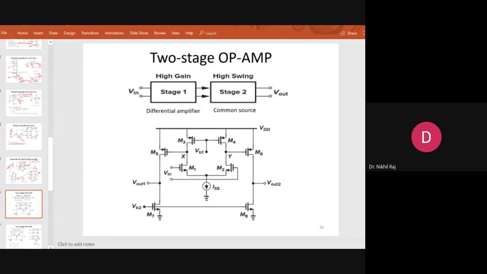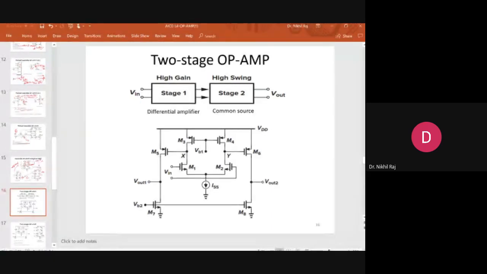So instead of going in a vertical direction, we'll make changes in the horizontal direction. Horizontal direction means we will convert that single stage into two stages, where one stage will be responsible for the gain and another stage will be responsible for the swing. This way, improving the gain will not disturb my swing, and improving the swing will not disturb my gain. The only problem will be that the number of stages will increase. This gives the concept of the evolution of the two stage op amp.